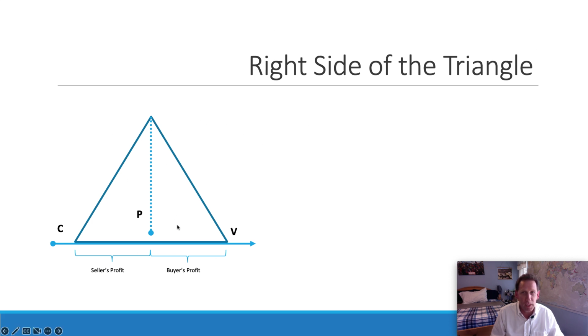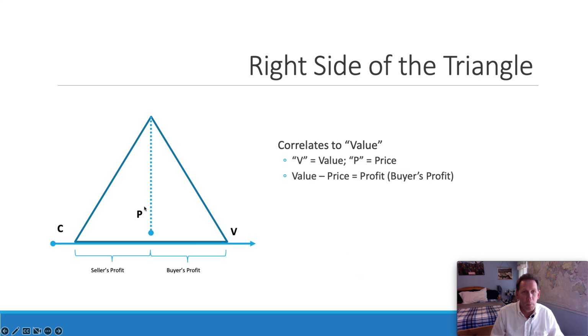This side over here. So the right side correlates to value, and so V is value, P again is still price. In this case, value minus price, that's profit, but in this case, it's the buyer's profit. So you're creating value for the buyer, okay? The value, this is the value a buyer or a trade partner places on a product, service, or a benefit.